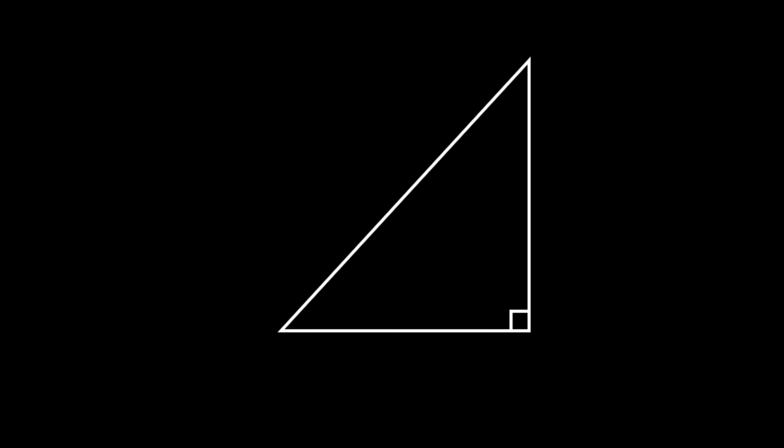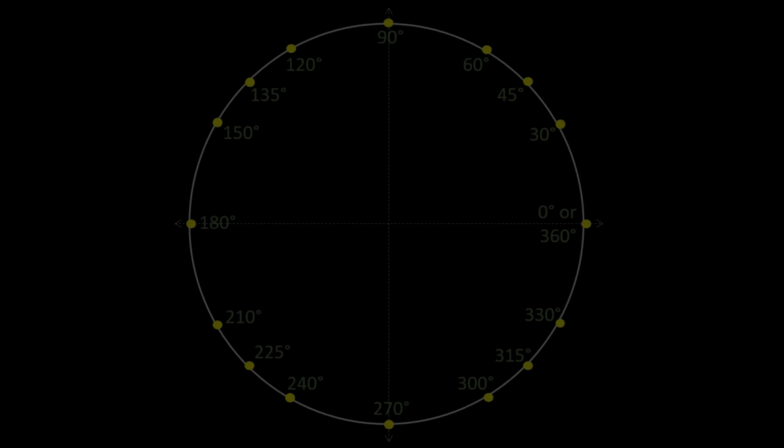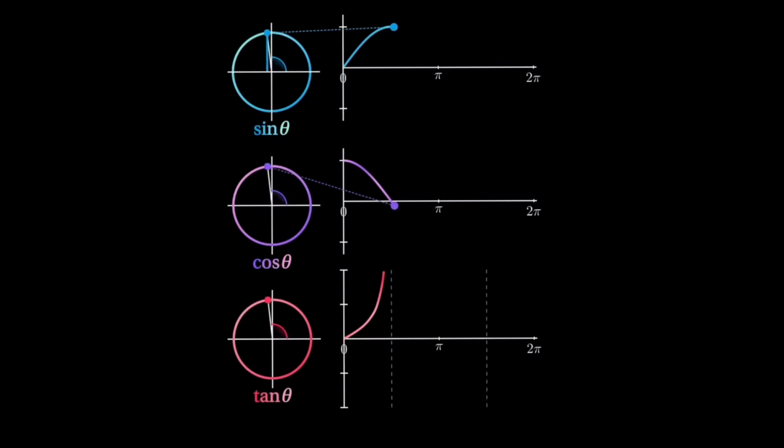So, next time you see a triangle, don't just see 3 lines. See a circle waiting to happen. See a wave waiting to crash. And if you still don't get it, well, just remember, long line, big number, short line, small number.